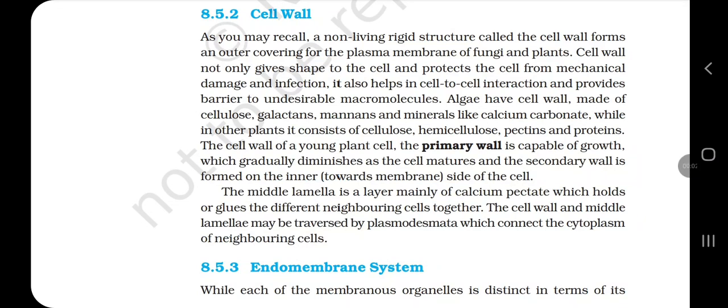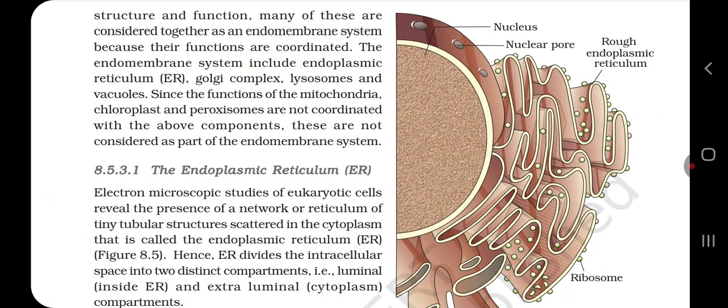8.5.3 Endomembrane system. While each of the membranous organelles is distinct in terms of its structure and function, many of these are considered together as an endomembrane system because their functions are coordinated. The endomembrane system includes the endoplasmic reticulum, that is ER, Golgi complex, lysosomes and vacuoles. Since the functions of the mitochondria, chloroplast and peroxisomes are not coordinated with the above components, these are not considered as a part of the endomembrane system.